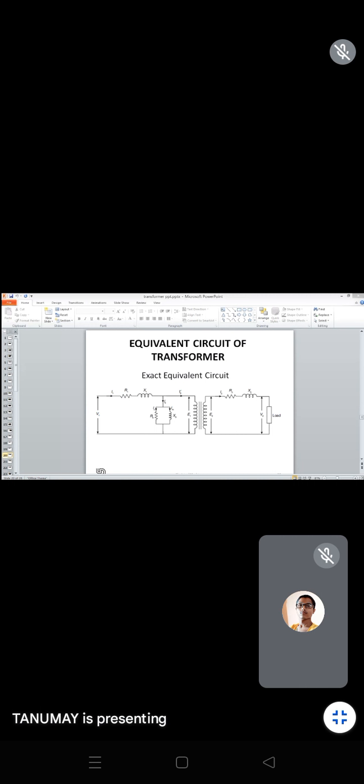Now if current is flowing through the secondary side, in this case you consider I2 dash amount of current is flowing. I told you in the phasor diagram. What? Can you see?